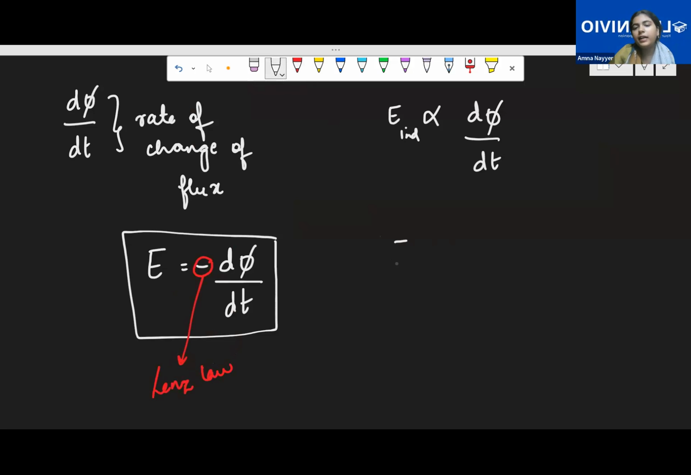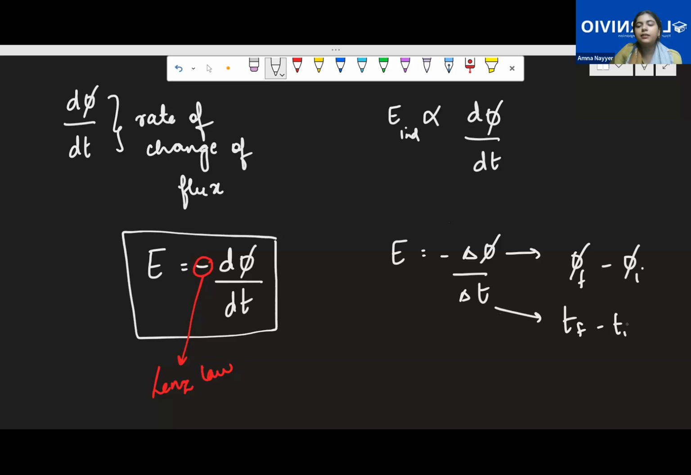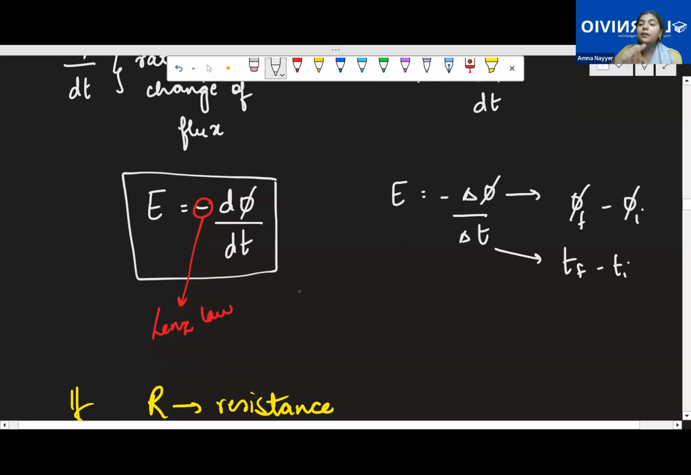So see, you can directly write this as minus delta phi over delta t also. Basically, this is the change in flux, so you write final flux minus initial flux, and this is the change in time, final time minus initial time. Now it depends on what quantity is given. If you have to calculate at a time instant, then use this. If a duration is there, use this.